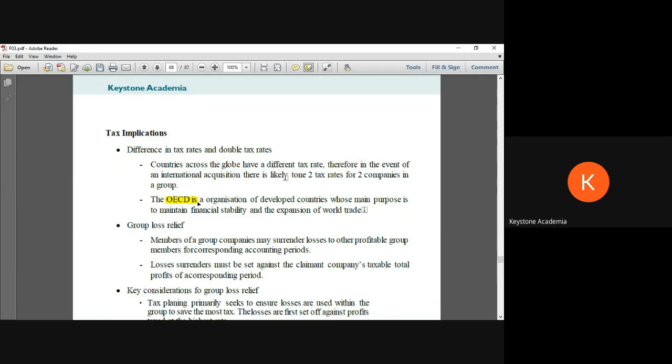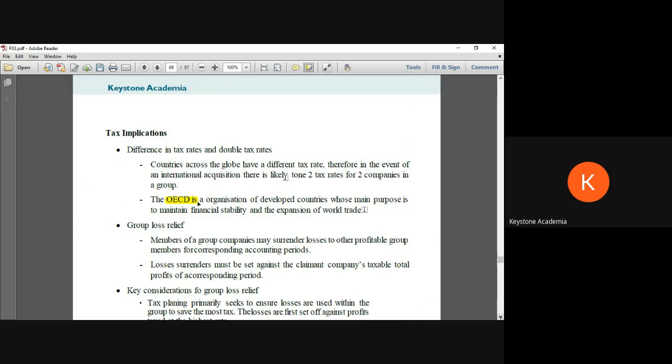What companies usually do if they are in international business, they will show higher profit where the tax is lowest, or sometimes they will show losses in the place where the tax is high. Group loss relief also they can do. Members of a given company may surrender losses to other profitable group members for corresponding accounting periods. Losses surrendered must be set against the claimant company's taxable total profits.